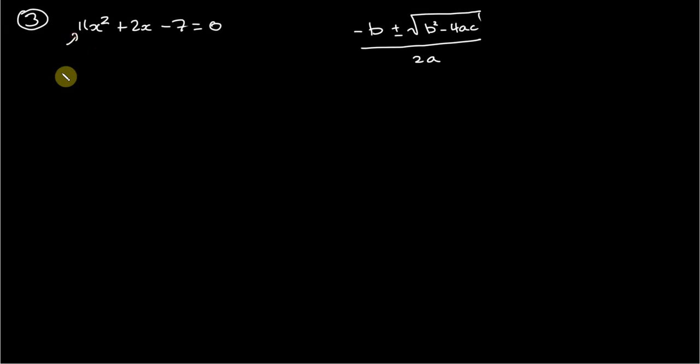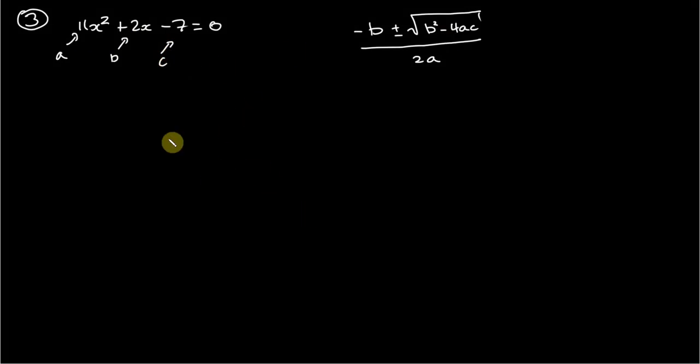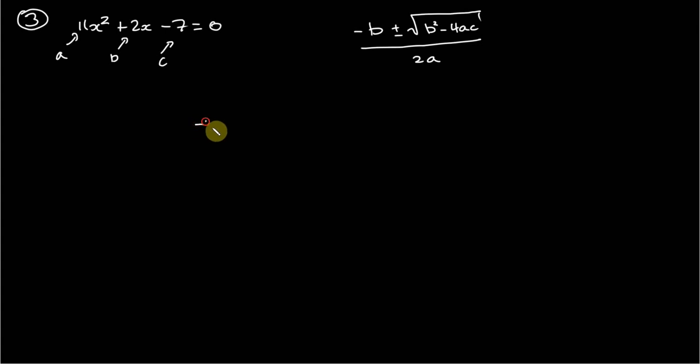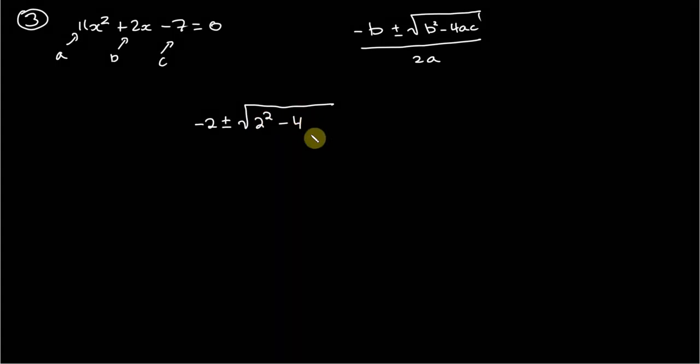So a is 11, b is 2, and c is negative 7. We're just going to plug our values into the formula. Negative b is going to be negative 2, plus minus the root of b squared. Well, b squared is 2 squared, minus 4 times a, which is 11, times c, which is negative 7. And then all of that is going to be over 2a, which is 2 times 11.